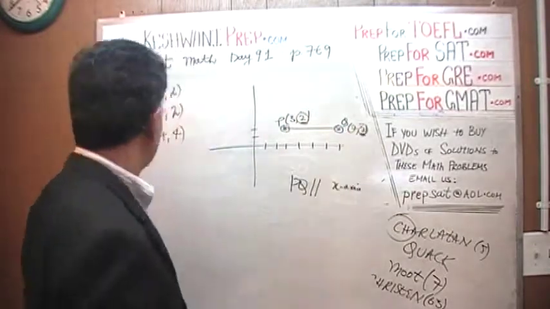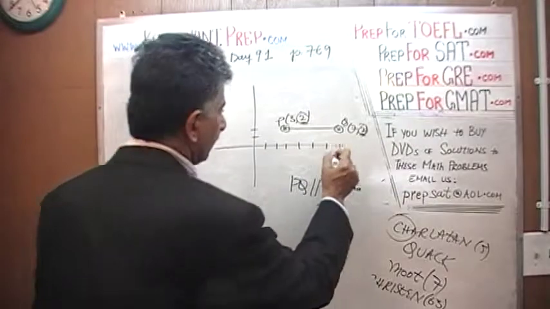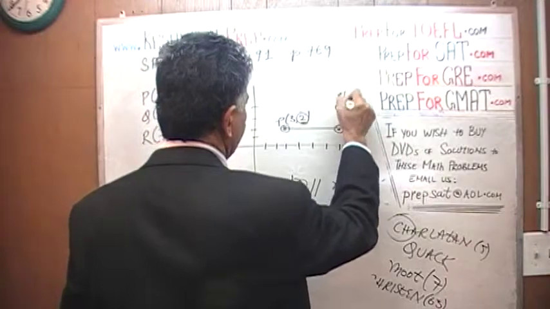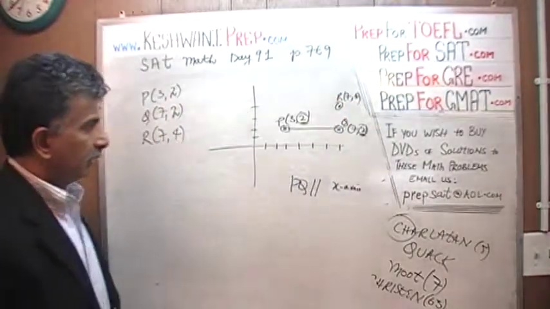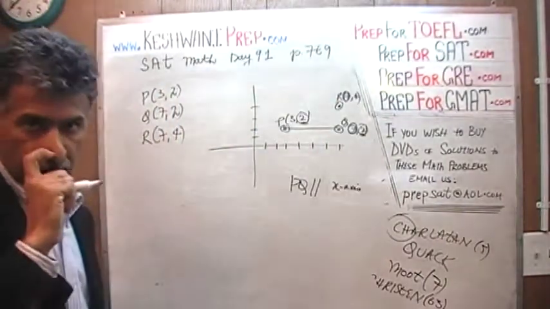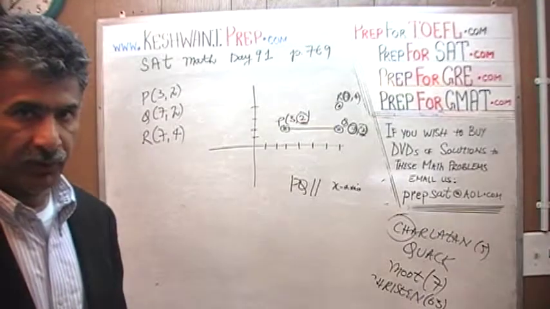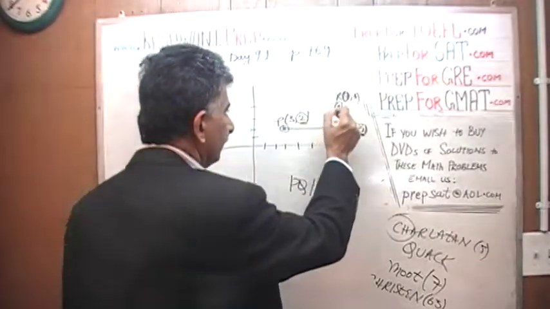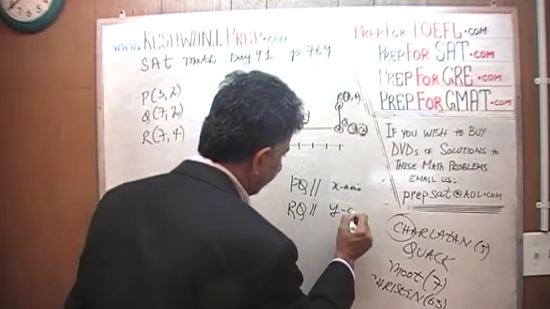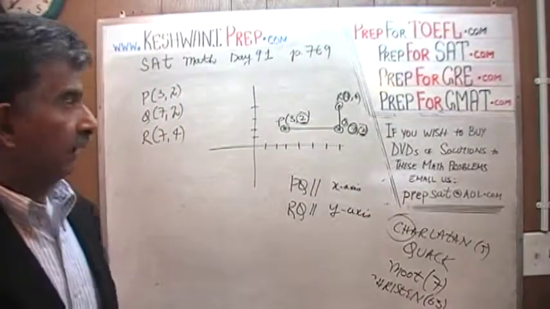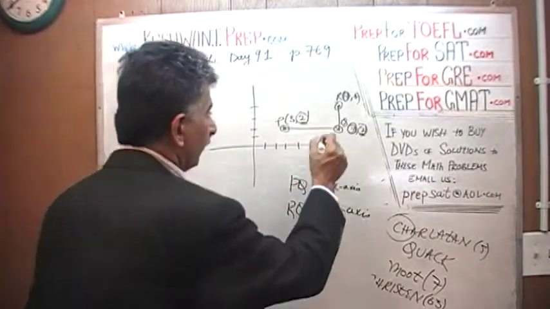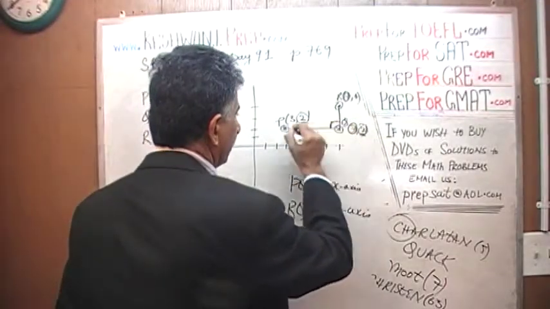Point R is 7, 4. There is your 7 and 4. 1, 2, 3 and 4. Right here is point R, 7 and 4. Again, because the x-coordinate of Q is the same as the x-coordinate of R, that tells us that the line RQ is parallel to the y-axis. If line RQ is parallel to the y-axis and line PQ is parallel to the x-axis, it forms a right angle. And we're dealing with a right angle triangle.